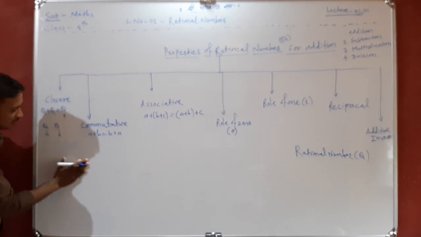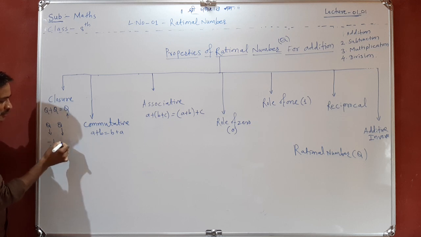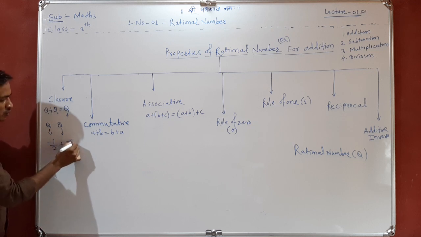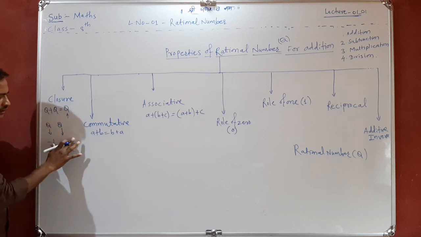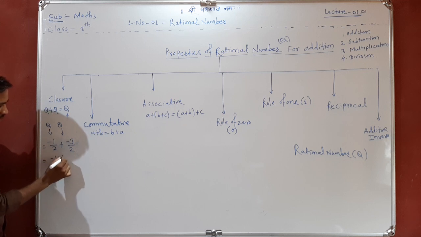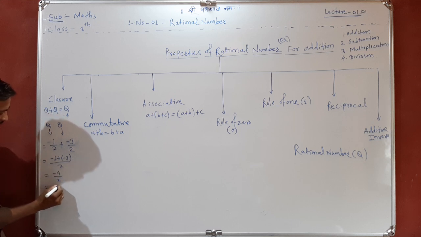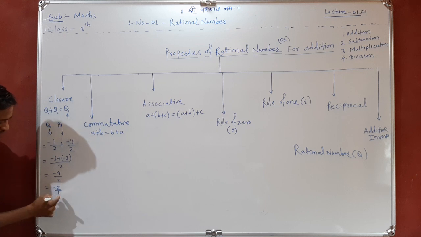Now one more example, where we take a negative number: minus 1 by 2 plus, otherwise you can take, minus 3 by 2. Now see here, minus 1 plus in brackets minus 3 upon 2. Here we are getting minus 4 by 2. It means that we are getting minus 2, right? But for minus 2 there is no denominator. We can consider the denominator is 1. Minus 2 by 1 is also a rational number. Why is it a rational number?